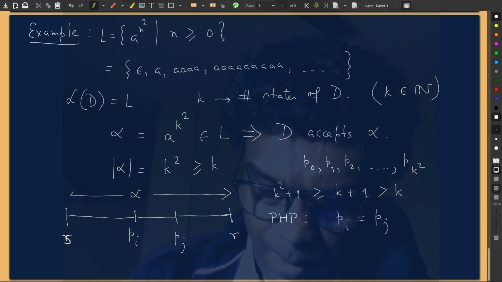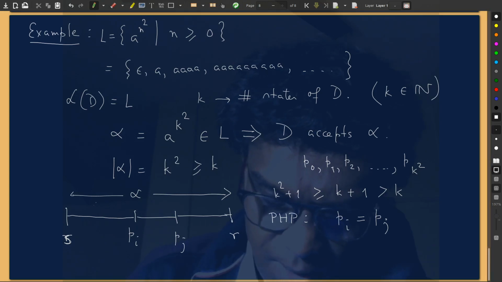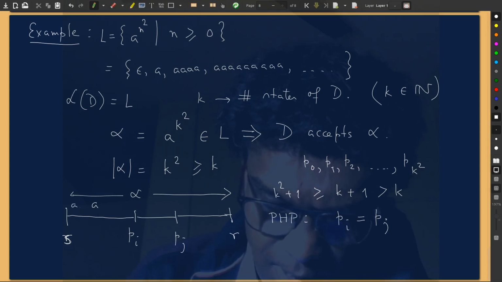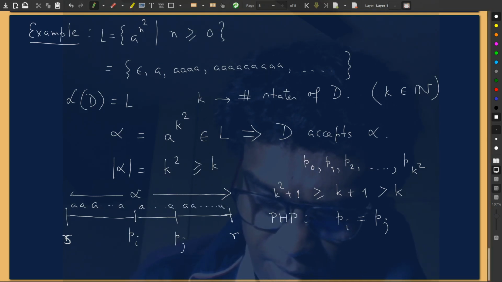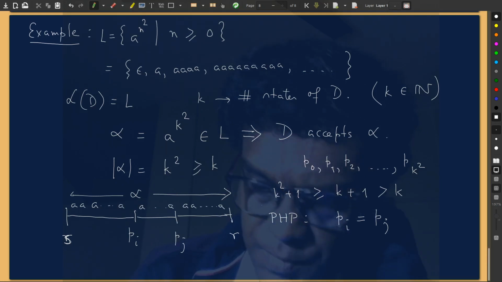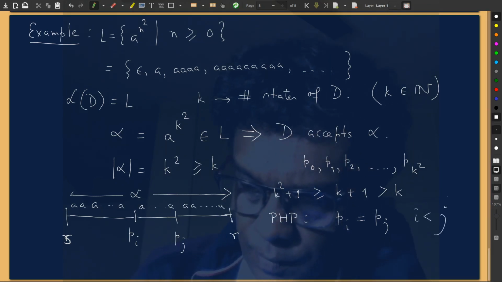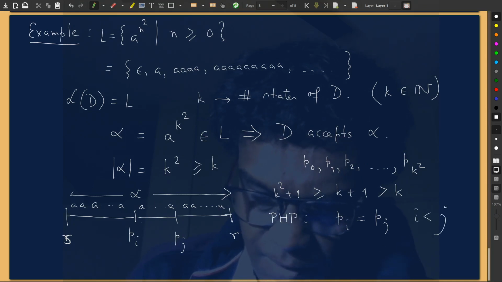And here I have, I'm running out of expression, maybe A. Some number of A's are here, then some number of A's are here. Finally, some number of A's are here. So this part is non-empty because i is less than j. But this state is the same as this state, so it doesn't matter. If I pump out this, the machine is still going to accept. If I pump in this, the machine is still going to accept because pi is equal to pj.